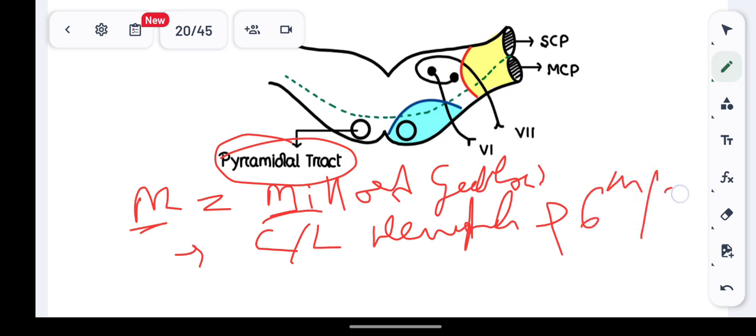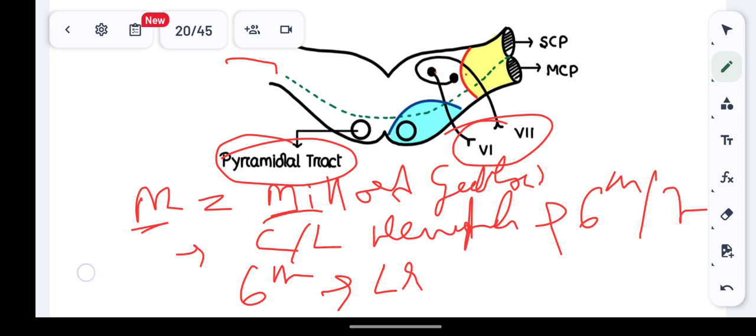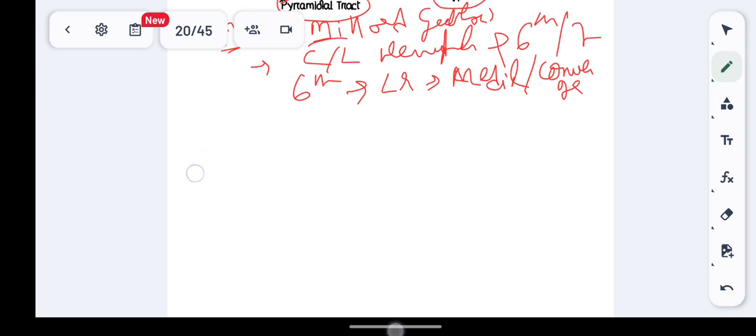Here we can see sixth nerve, seventh nerve. The sixth nerve supplies the lateral rectus, so it will cause lateral rectus palsy, and so a medial or convergent squint. So we have done Millard-Gubler, and it's very easy. We can remember: sixth nerve is involved plus contralateral hemiplegia.